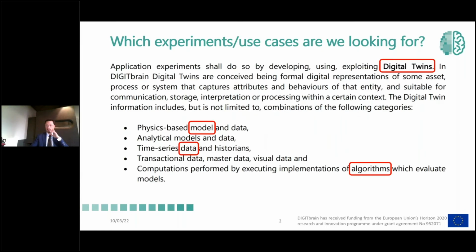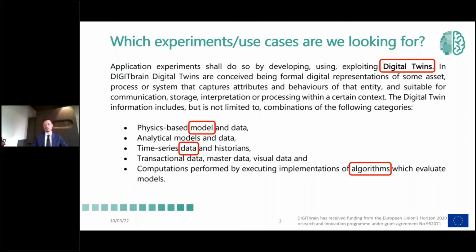So for digital twins, we are following a definition that we have slightly adapted. And the key terms of this definition is that digital twins consist of models, data, and algorithms. So the algorithms software is used to interpret models, and models are fed with data to do certain kinds of prediction. That is basically the whole idea here.